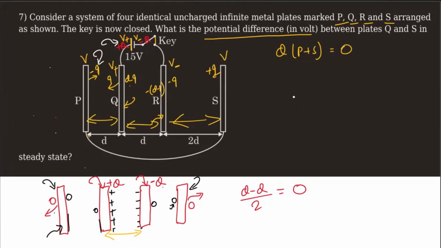So in terms of potential, how many different points we are having? 3. V plus, V minus and V. So take 3 different points in this space. So I have taken 3 different points. This is V plus, this is V minus, and this is V.